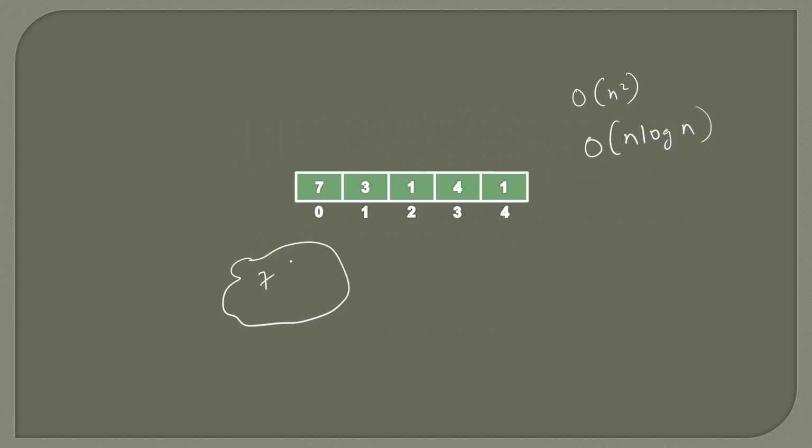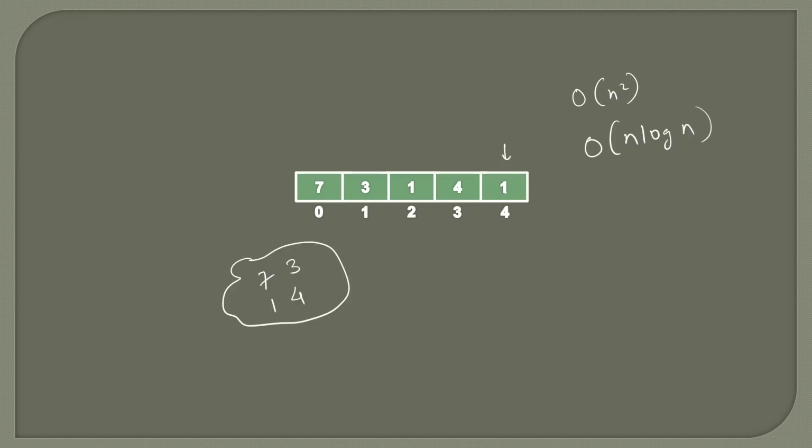So it doesn't contain 3, so we put 3 into the hash set. Then we take 1. 1 is not in the hash set, so we put 1 into the hash set. Then we take 4. 4 is not in the hash set, so we put 4 into the hash set. At last we get 1.